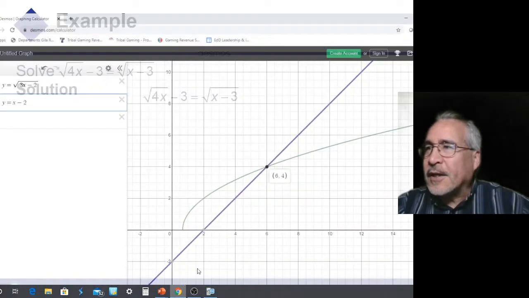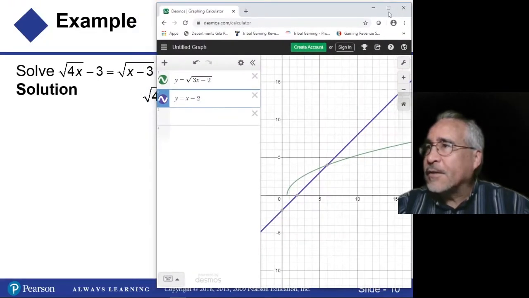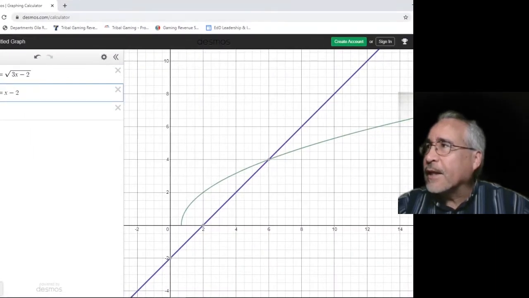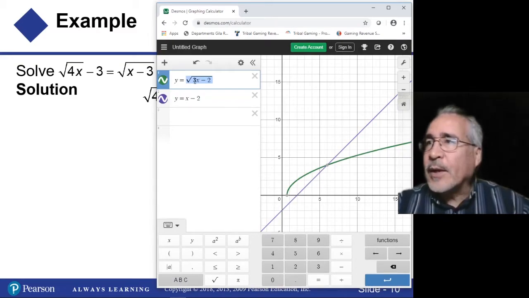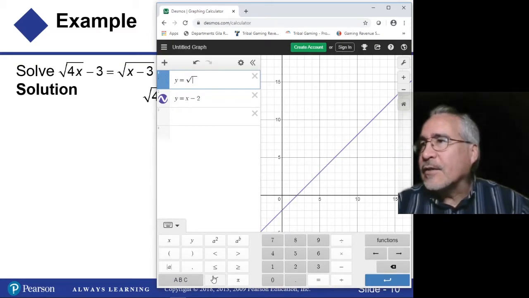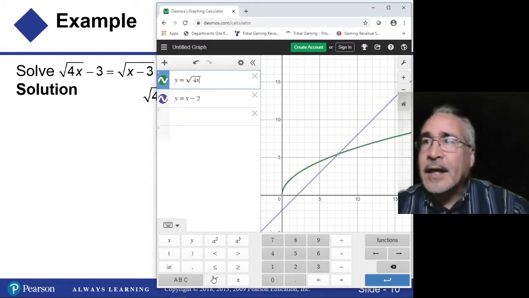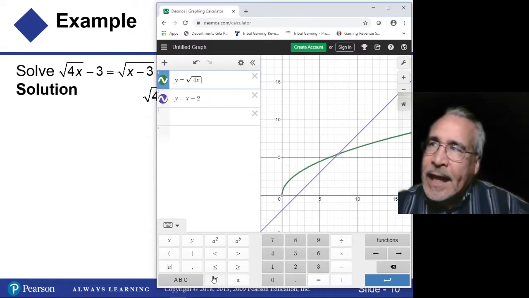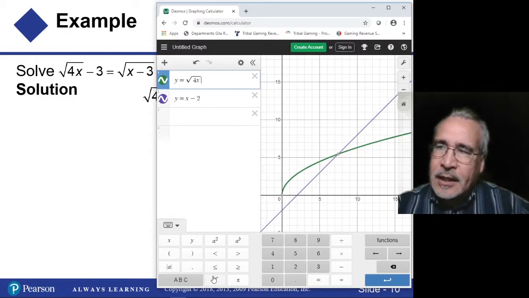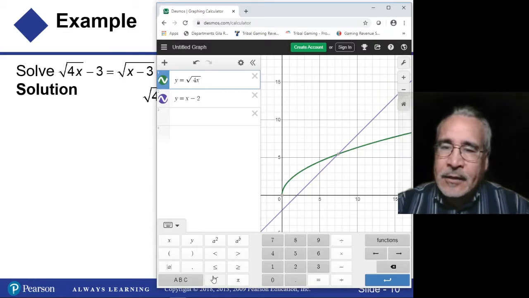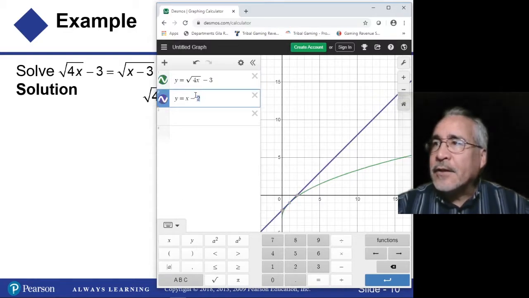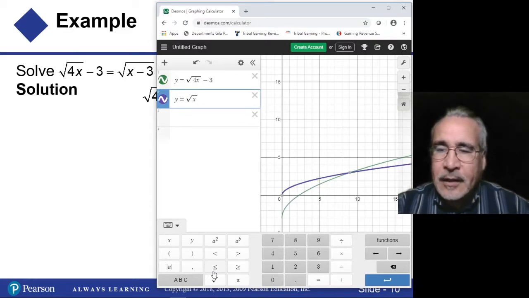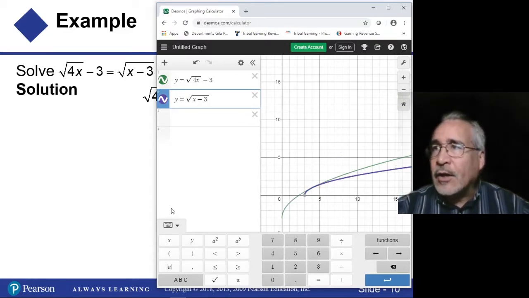Okay, so we'll go to Desmos. I'm going to shrink it down so I can see what I'm putting in. There we go. So we're going to put in the square root. Notice I just type over the top. 4x. Remember, I have to get out of the square root, so I took the arrow key over, and then I subtract 3. There we go. On the other side, I'm just going to highlight that. I do the square root, and then x minus 3, all inside.